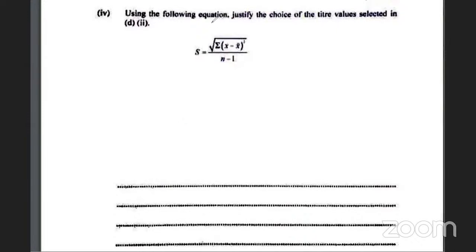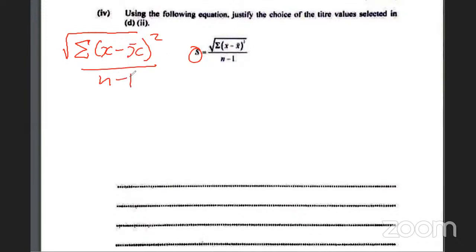All right, using the following equation, justify the choice of the titer values selected. Basically, they're asking us to calculate the standard deviation. To calculate the standard deviation, the formula is there. So it is square root, the sum of x minus x bar squared divided by n minus 1.